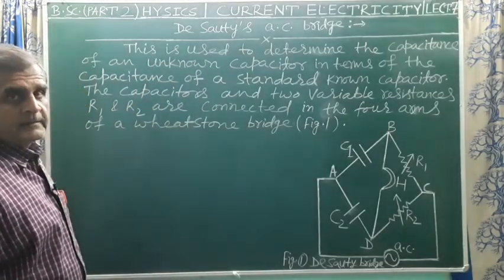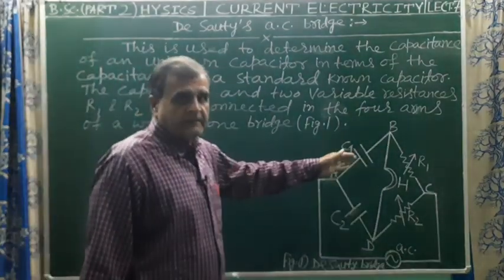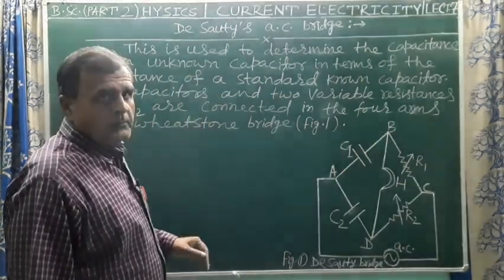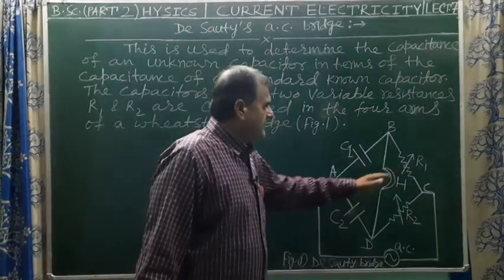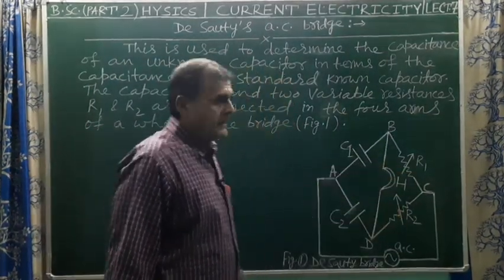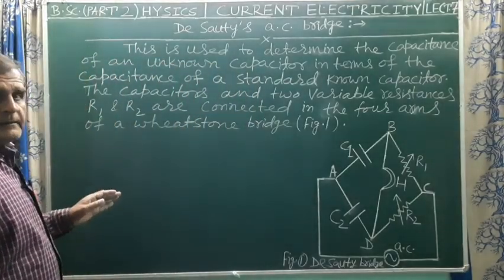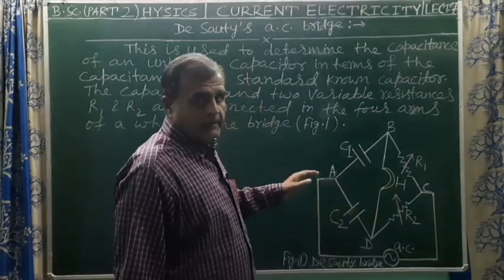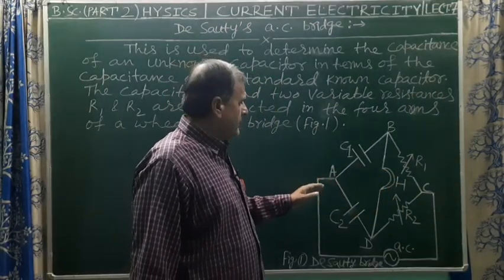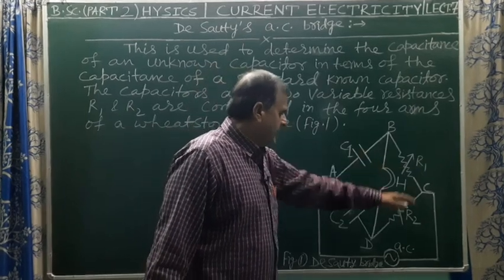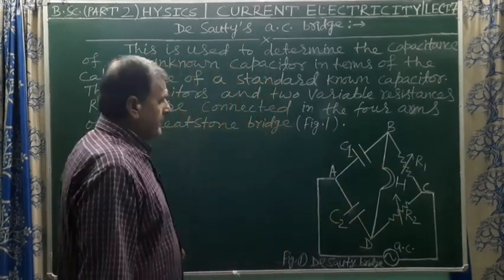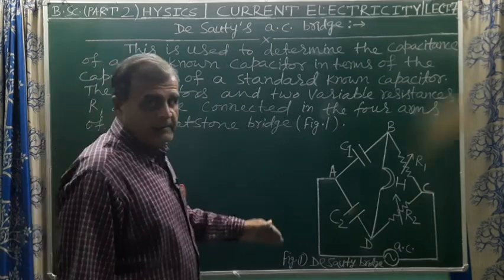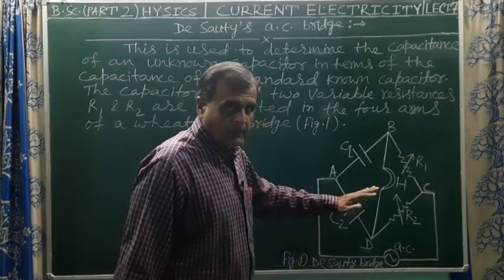The two capacitors C1 and C2, and two variable resistors, say capital R1 and capital R2, are connected in the four arms of a Wheatstone bridge A, B, C, D, as shown in figure 1. The Sauty a.c. bridge is represented in figure 1.